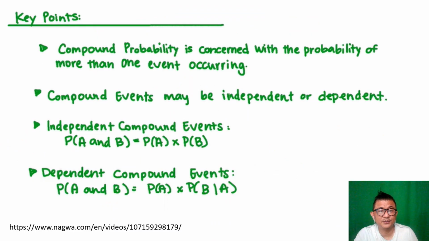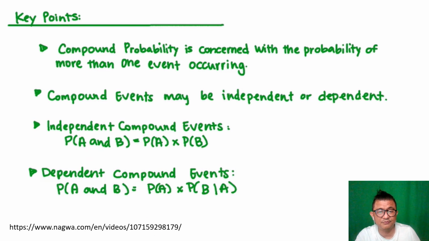Let's read some key points. Compound probability is concerned with the probability of more than one event occurring. Sometimes event 1, there could be an event 2, there could be an event 3, but don't worry, you'll just need to multiply them. Compound events could be independent, meaning you replace it, or dependent, you take it back.